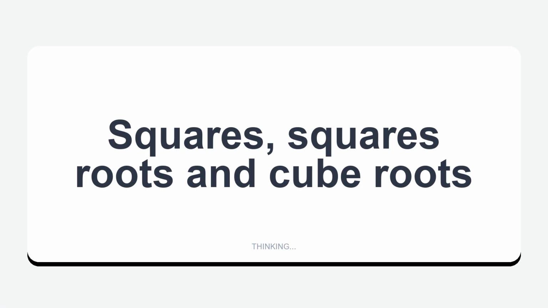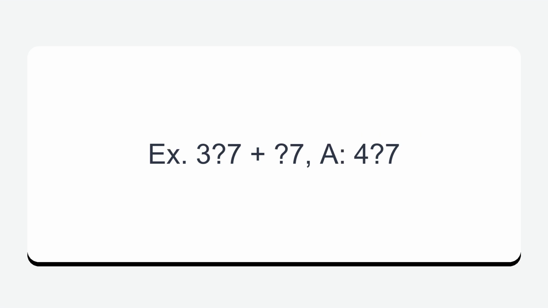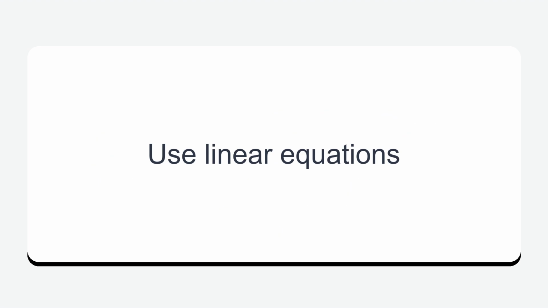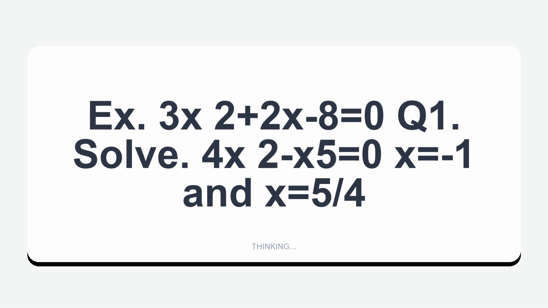Squares, square roots and cube roots. The quotient of the sum of 4 and 2x a number, and the difference of 6 less than 3 times the same number. Use linear equations. x^2 + 2x - 8 = 0. Solve for x: (x + 2)(x - 5) = 0, x = -1 and x = 5/4.